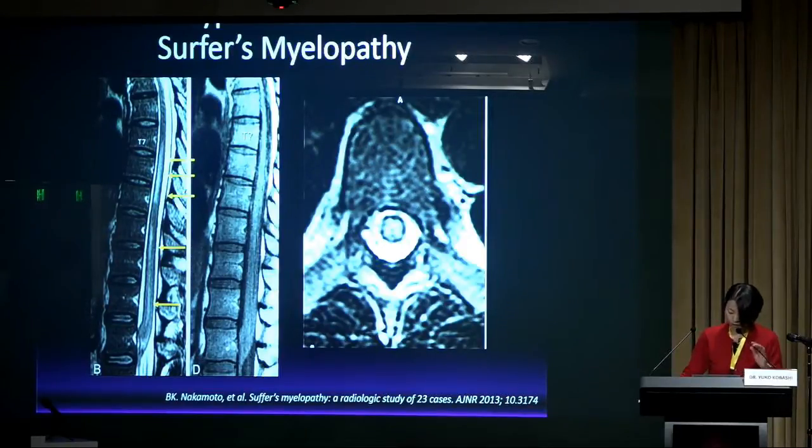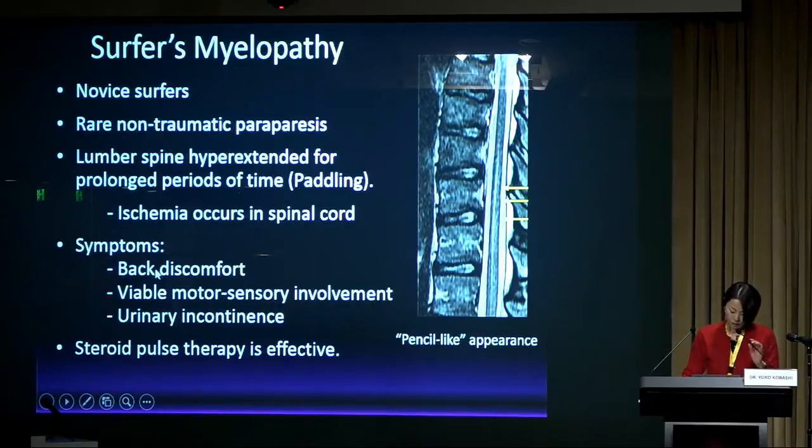This is the other surfing condition, surfer's myelopathy. It's also caused by hyperextension. Sagittal T2-weighted image shows severely increased signal intensity in the central aspect of the cord. The conus medullaris is enlarged. Surfer's myelopathy was first described in 2004 by Thompson. Surfer's myelopathy is a rare, non-traumatic spinal cord injury that usually occurs in novice surfers. It commonly occurs on their first surfing lesson. The mean age of patients is 25 years and 80% are male.